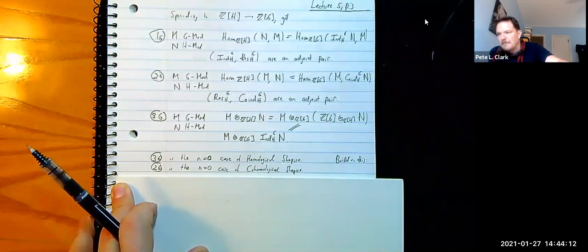That's helpful. Okay. And then if you do 2 specialized to G, I claim that that's the n equals 0 case of the cohomological Shapiro lemma, right? In a similar way, because the cohomological Shapiro lemma is with Ext: Ext^n over ZH of M, N is equal to Ext^n over ZG of M, Coind N, but the n equals 0 case of Ext is Hom. Okay, so this is good.